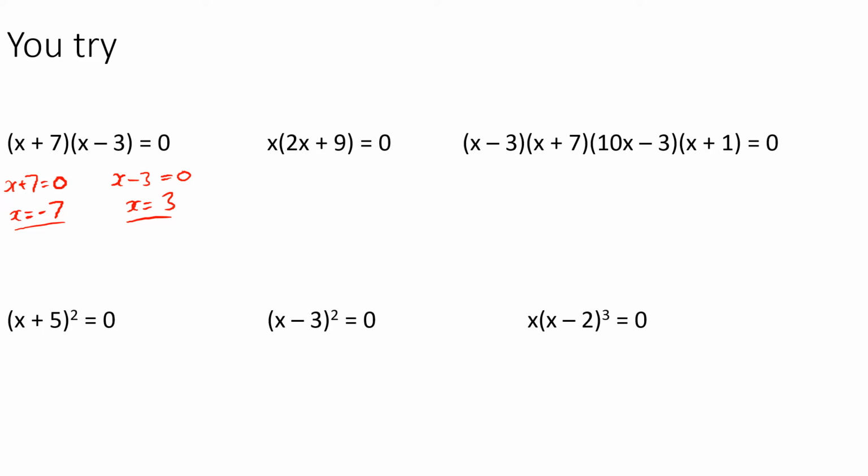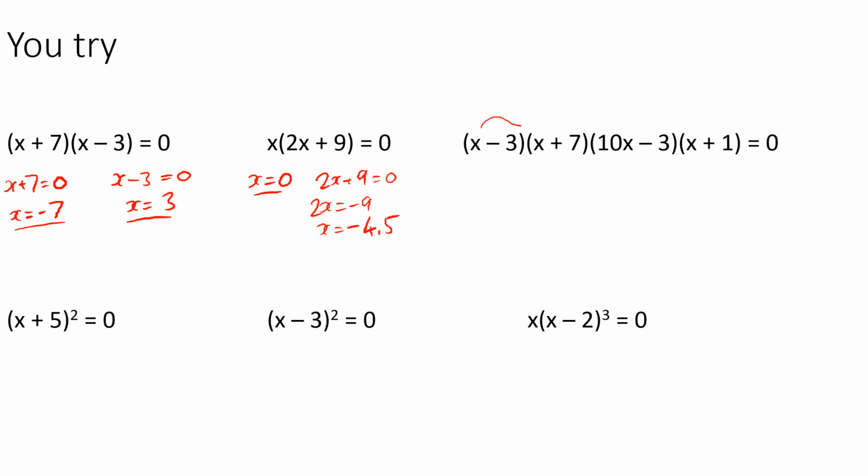Now the second one, remember, if we've just got an x on its own, then we just say x is 0 and we're done. If we've got 2x plus 9 is 0, then 2x is minus 9, so x is, you could say minus 9 over 2. I'm going to say minus 4.5 though.